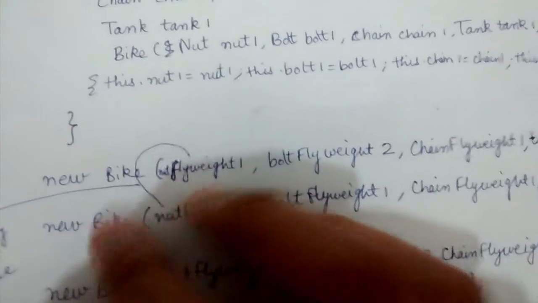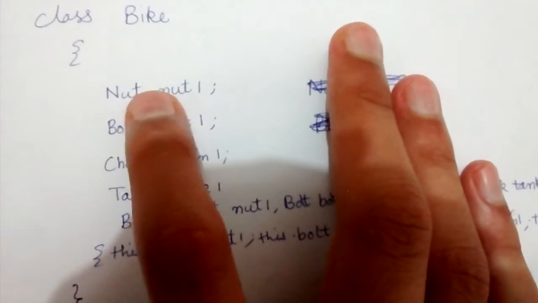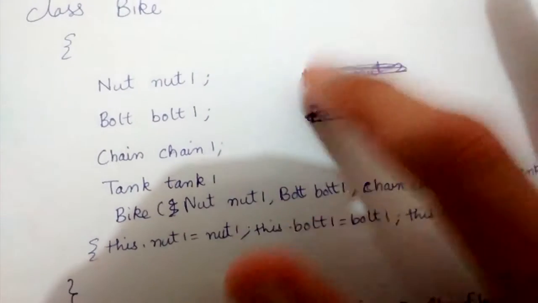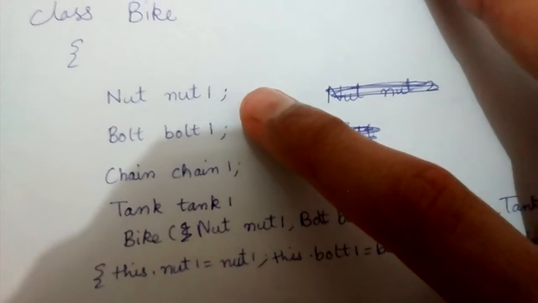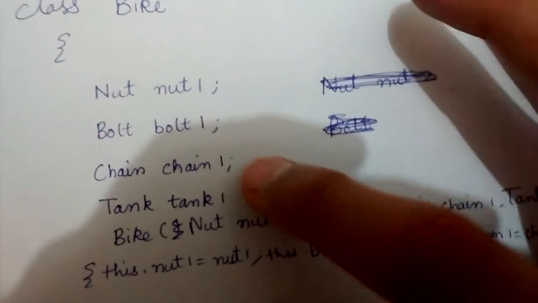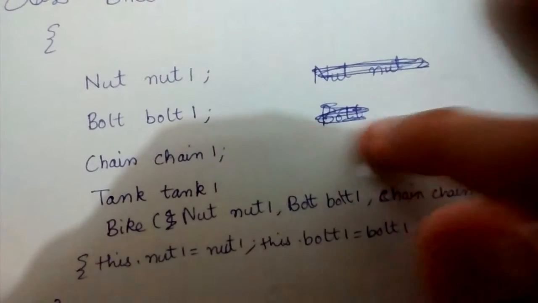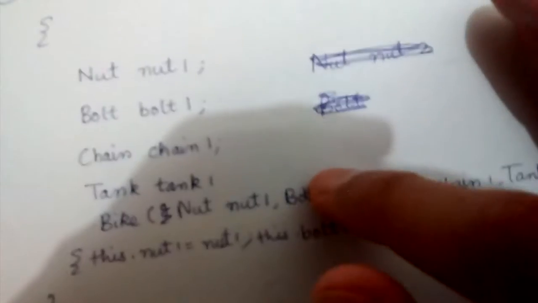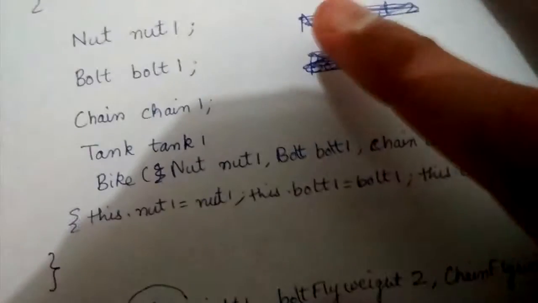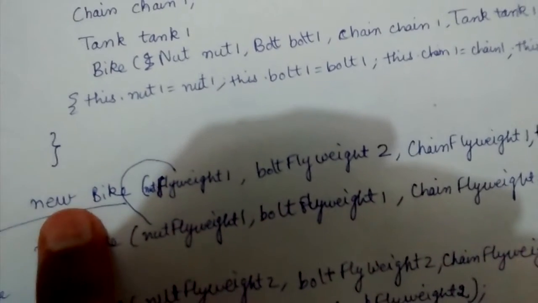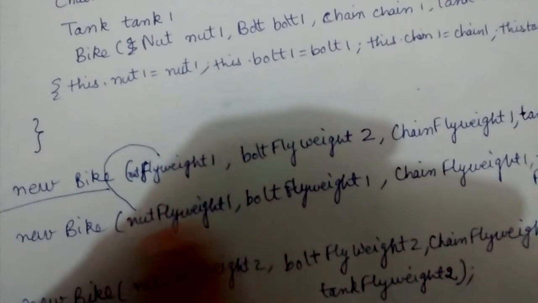So in this context, I am having one value per key. But overall, if you see the nut class in general, it can have multiple values per key. You can create several instances of size 1 nut, you can create several instances of size 2 bolt, you can create several instances of chain of maybe the same color. You can create several instances of tank of the same capacity and so on. So this flyweight pattern is context dependent. I again emphasize the point that while creating a bike, you are passing the same flyweight again and again.